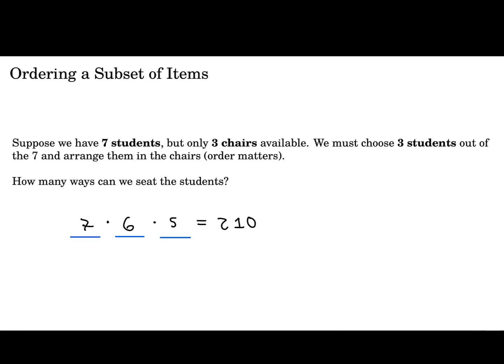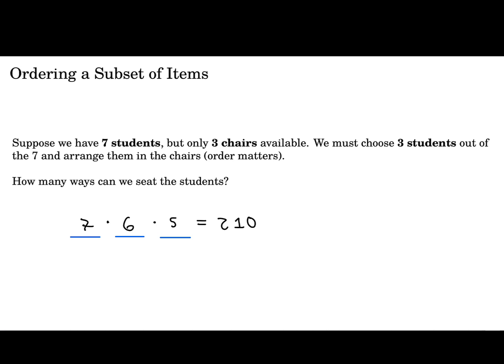So in how many ways can we seat the students? In 210 ways. And so this kind of counting problem is called a permutation. And so a permutation is an ordered arrangement of objects. And so here we're choosing 3 students out of 7, right?